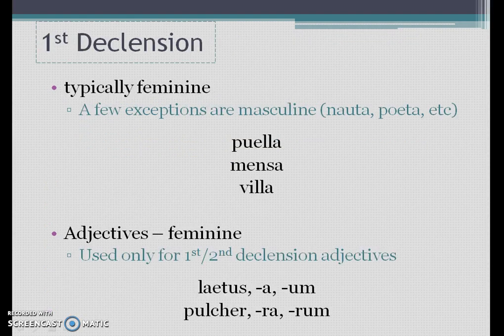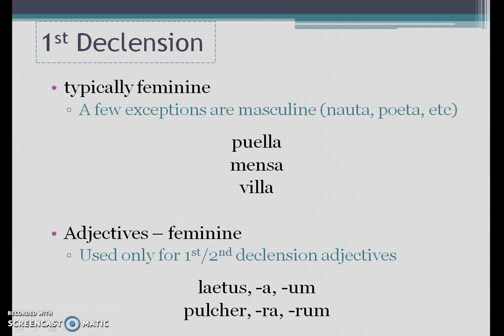Moving on. First declension. First declension is easy to remember because it's usually got an A somewhere in it. First declension is typically feminine. There are a few exceptions. Professions like nauta or poeta, meaning sailor or poet. Some examples are puella, meaning girl, mensa, meaning table, and villa, meaning house.